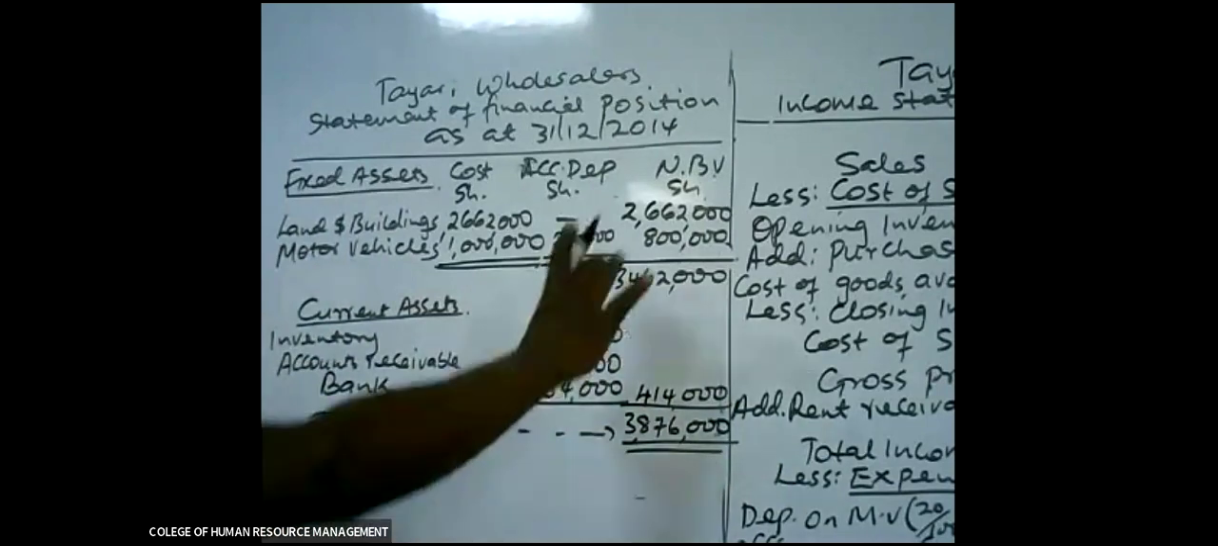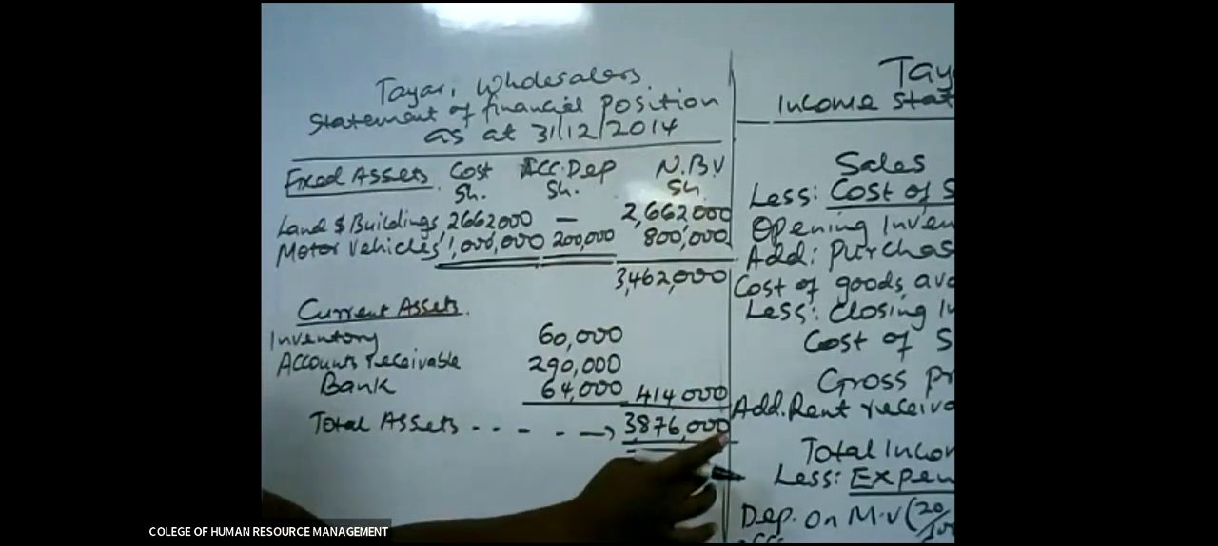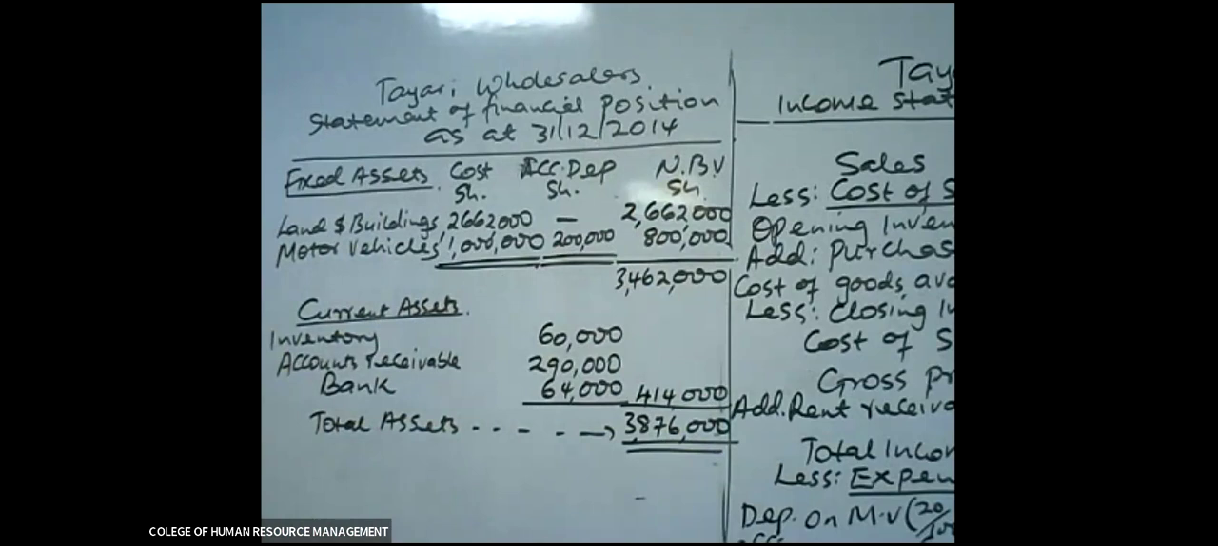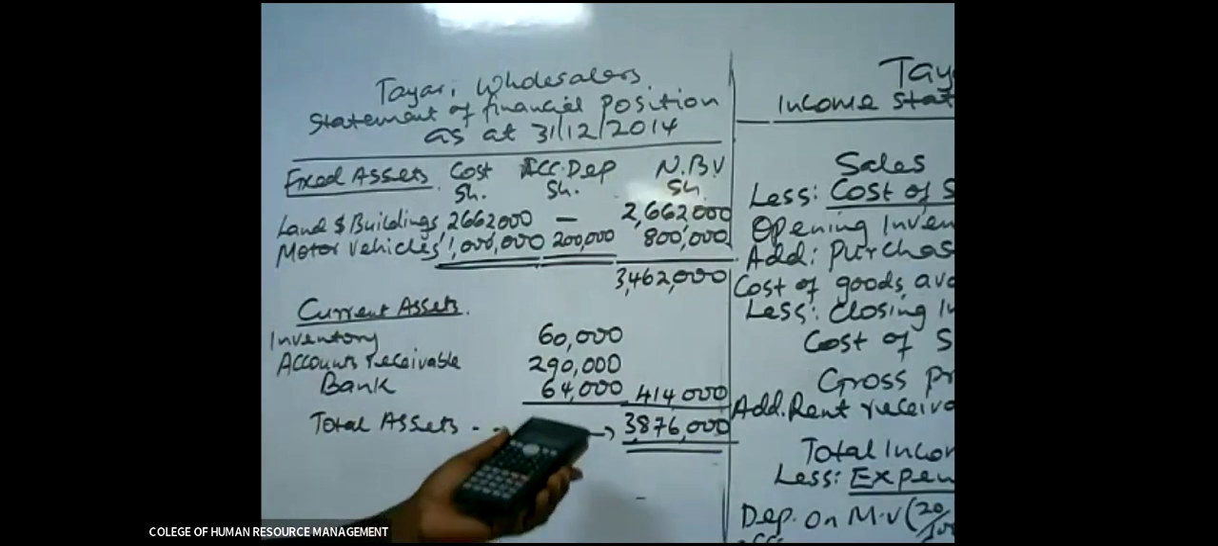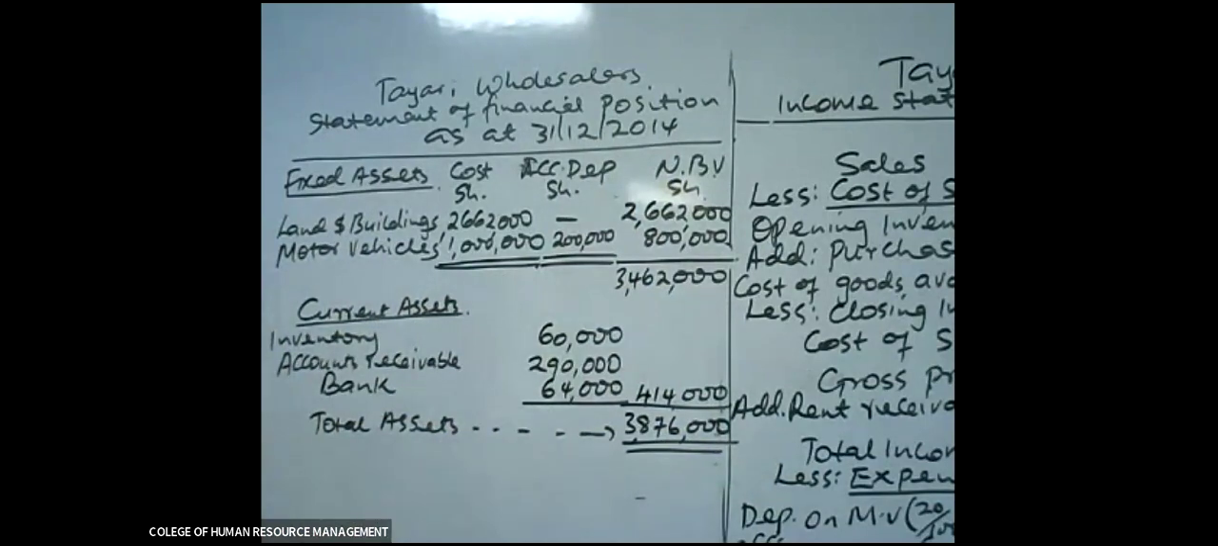Add the fixed asset value plus the current asset value: the total assets in that business by the end of the financial year are worth 3,876,000. How are they financed? Financed by capital. How much is the capital at the start? 3,638,000.